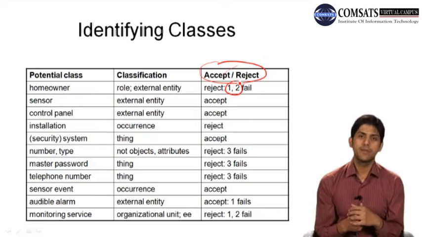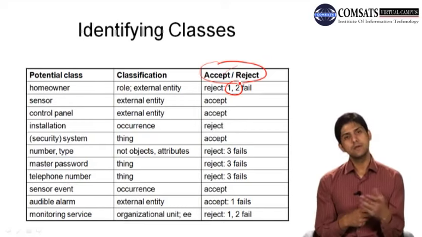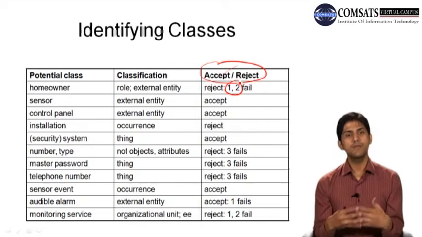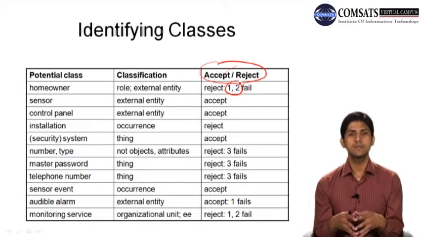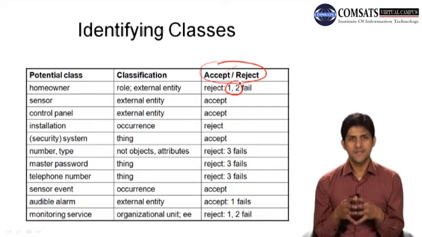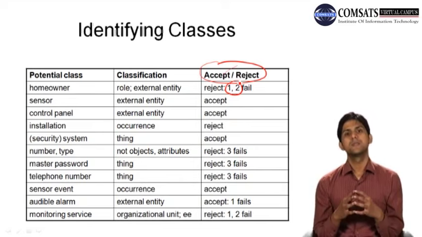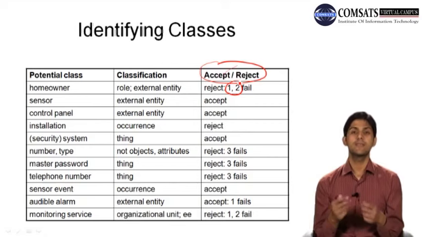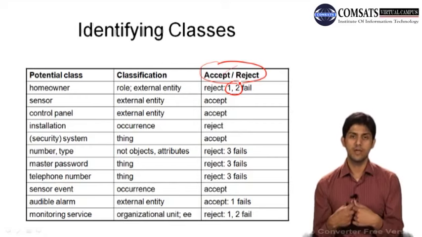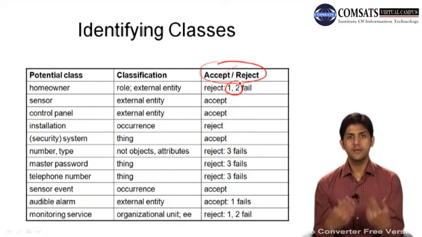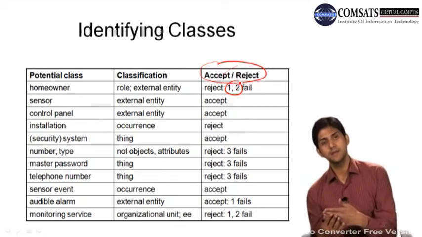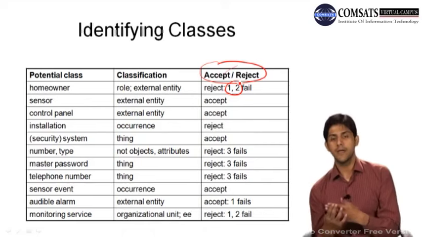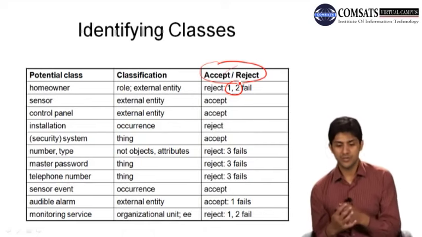Then we have sensor, which is an external entity. If you look at the sensor, we actually do save information about each sensor, and each sensor requires a service. For example, there is a sensor ID, sensor type, sensor location, and the sensors can send events. So we do accept it, number one, because it's an external entity required for this particular solution, and number two, it does satisfy most of those criteria.